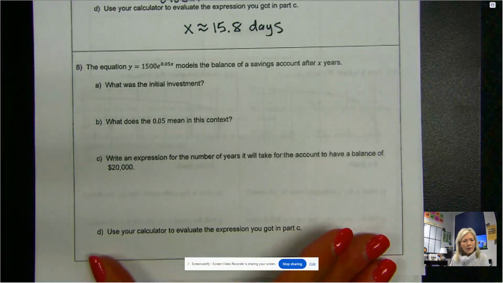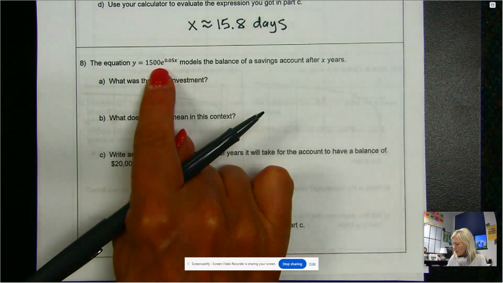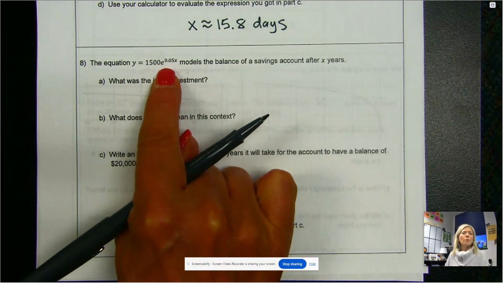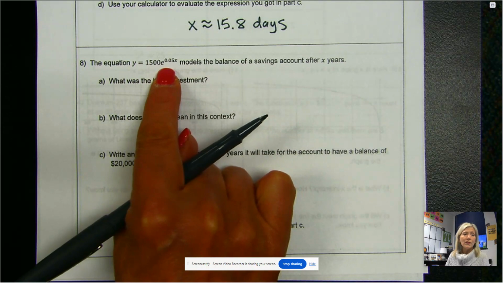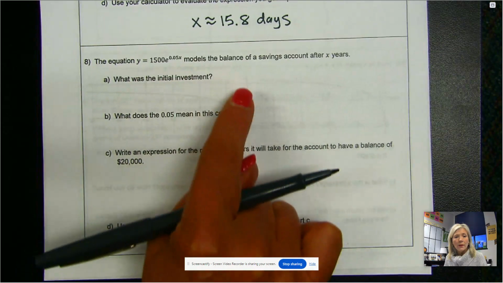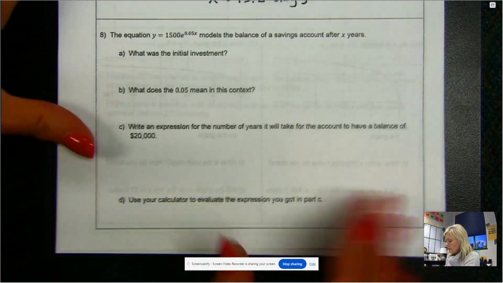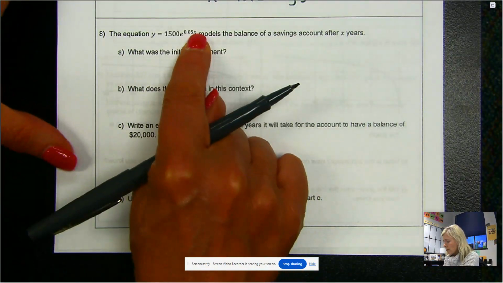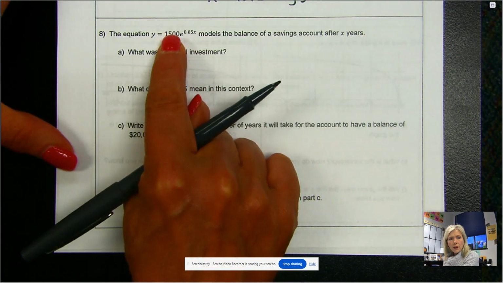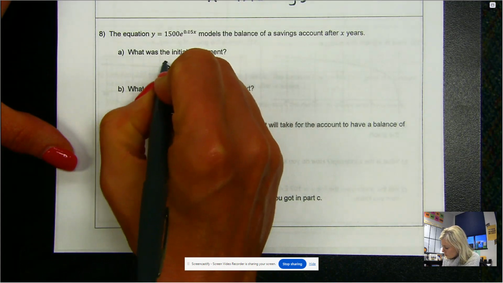All right, we've got another kind of story problem having to do with another function that's representing continuous growth. This time it's with money. So this equation models the balance of a savings account after X years. What was the initial investment? Again, you could plug in a 0 for X, but you would get $1,500. We know our initial amount is this value here. Okay, so $1,500.